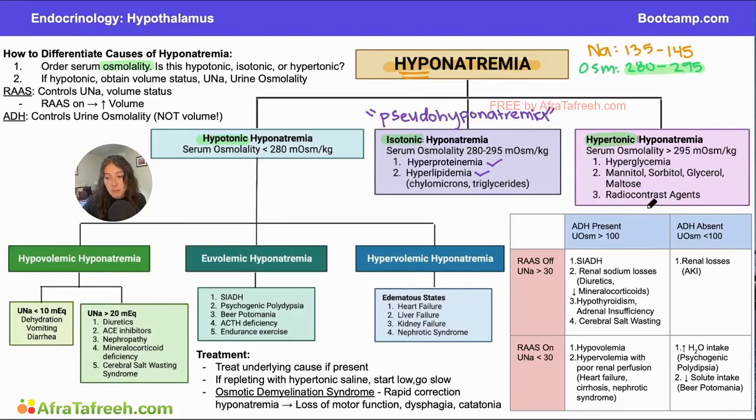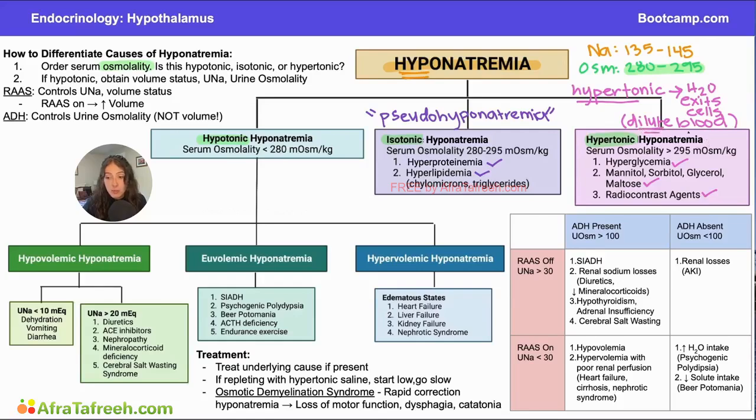All of the ones in this bucket pretty much work the same way in that we are adding something, a solute, to your blood, whether that is glucose, in the case of hyperglycemia, mannitol, sorbitol, glycerol, or maltose, so any random sugar basically, or radiocontrast dye. So we're adding something to your blood. Because we've added a solute to your blood, it is now hypertonic. Because your blood is hypertonic, through the process of osmosis, water is going to flow out of your cell membrane. Water is exiting the cells, there's increased water in your blood, so as the water exits your cells, it is going to dilute your blood.